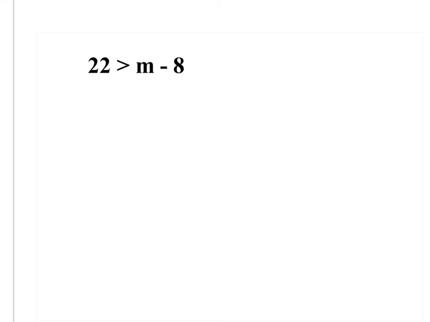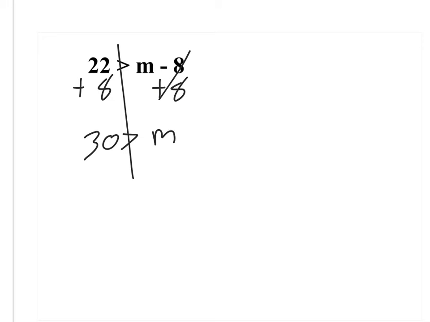All right, write this one. 22 is greater than m minus 8. I'm trying to figure out what m is smaller than, to figure out what makes this a true statement. So treat it just like an equal sign: m minus 8, so I add 8 to both sides. So 30 is greater than m.